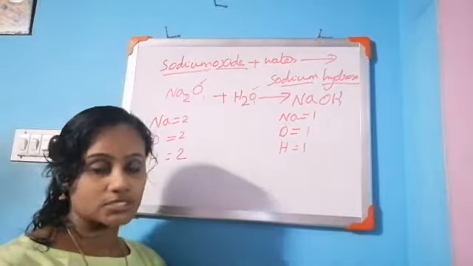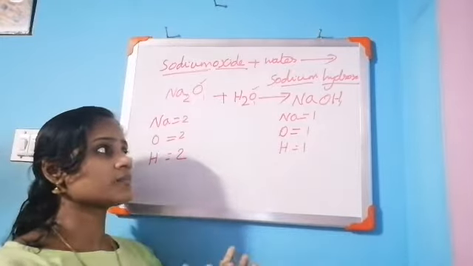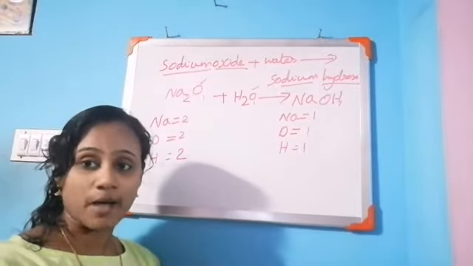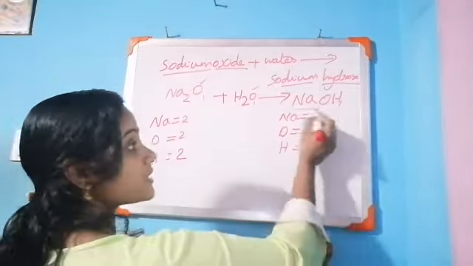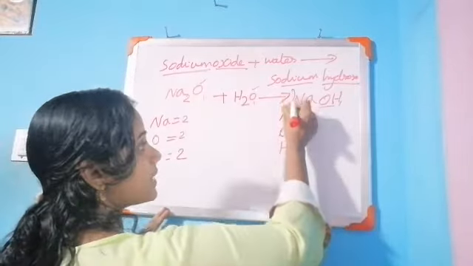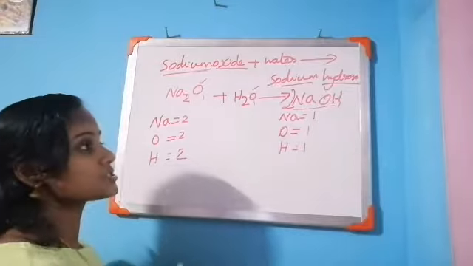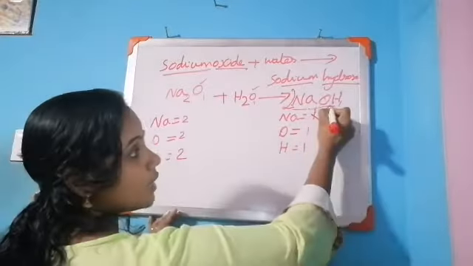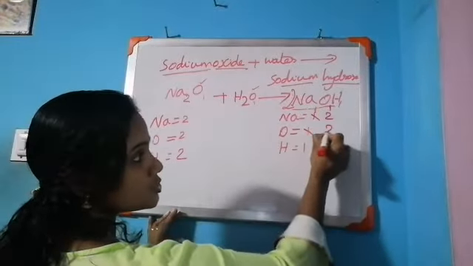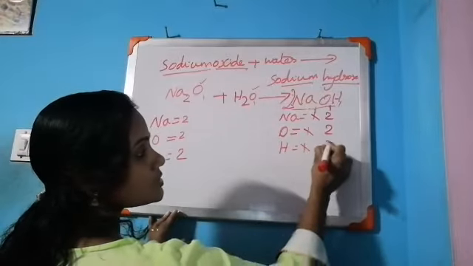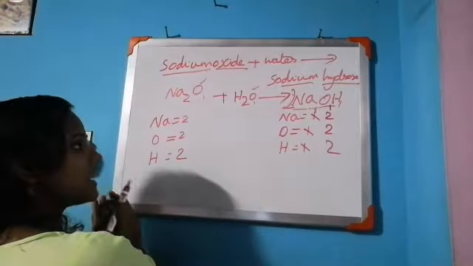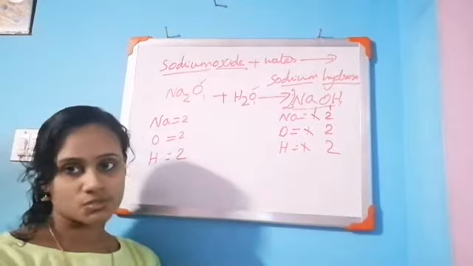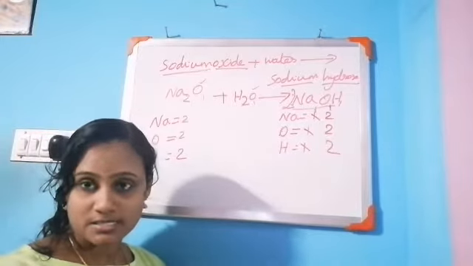How can we balance the equation? Which side has fewer sodium, fewer oxygen, and fewer hydrogen? The product side. So we multiply by 2 on the left side of that compound. Now we check: 1 twos are 2, 1 twos are 2, again 1 twos are 2. Now sodium on the left side and the product side are equal, and oxygen and hydrogen are also the same. So now this equation is balanced.